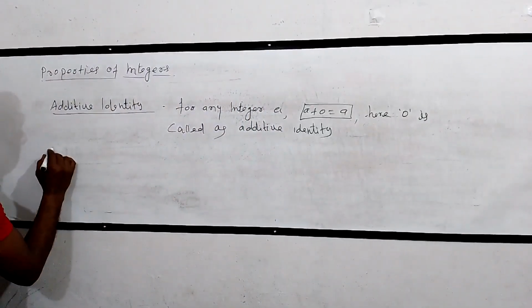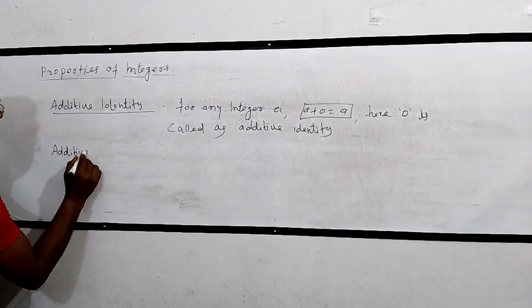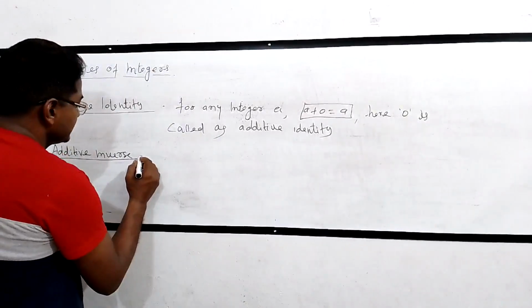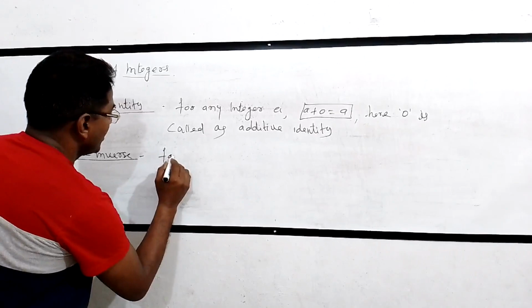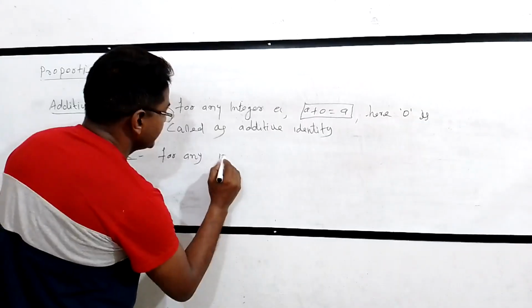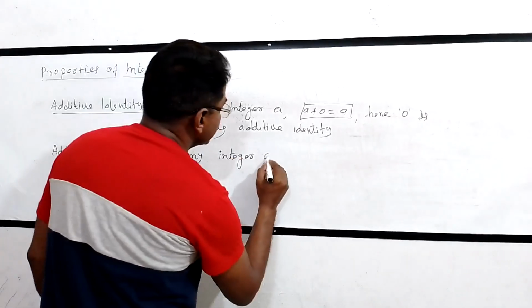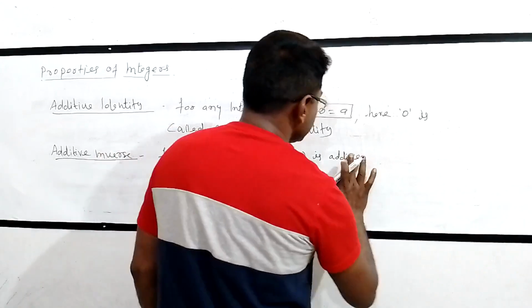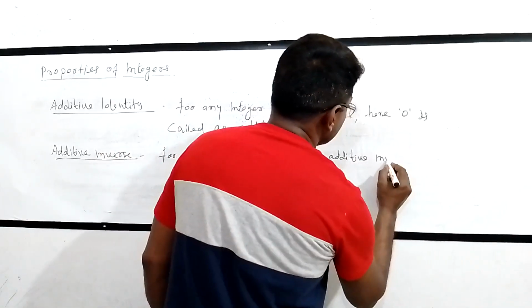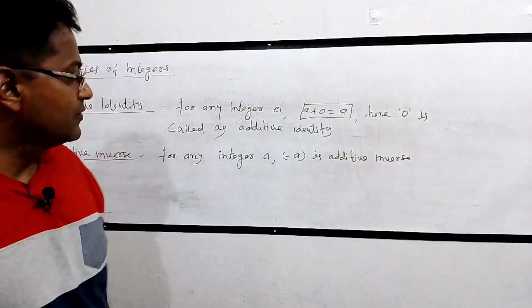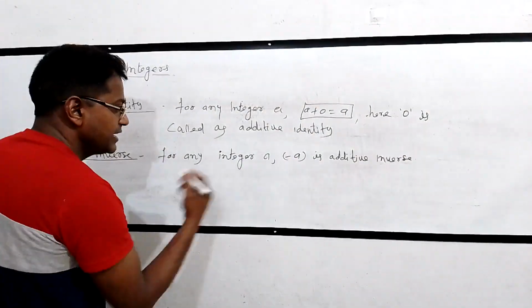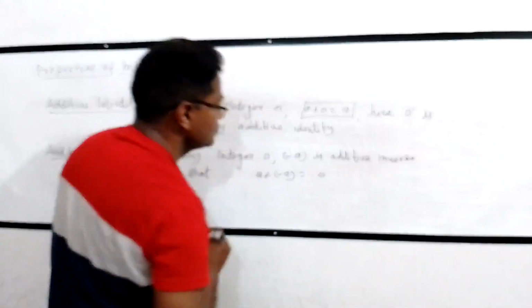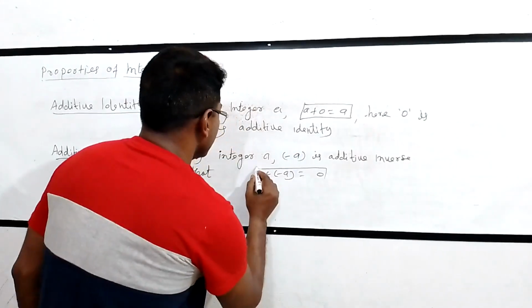Next is the additive inverse. For any integer a, minus a is the additive inverse, such that a plus minus a is equal to 0.